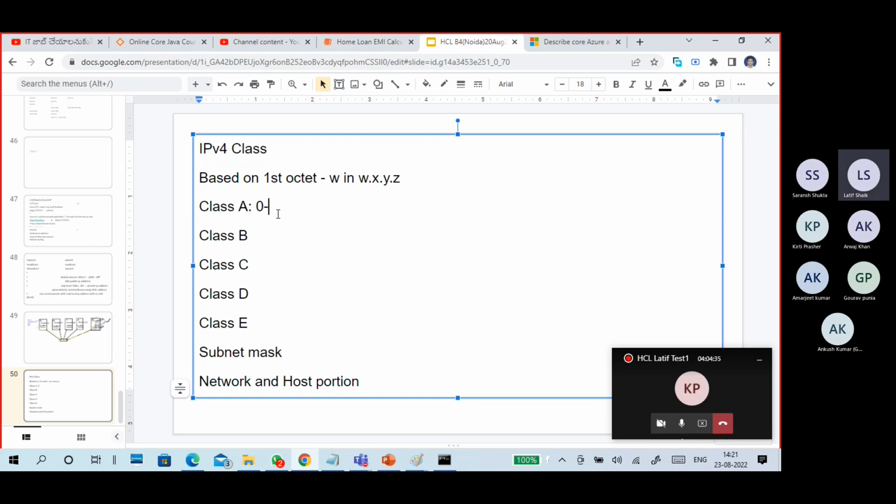Actually a binary code is there, but I'm not writing the binary code now. Class A is 0 to 127. In some places it shows 126 also, but 0 to 127 is the correct answer; I will explain why later. Class B is 128 to 191, class C is 192 to 223, class D is 224 to 239, and class E is 240 to 255. It is based on the first octet, right?